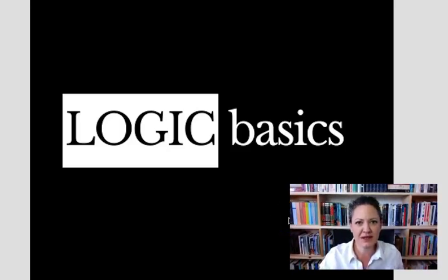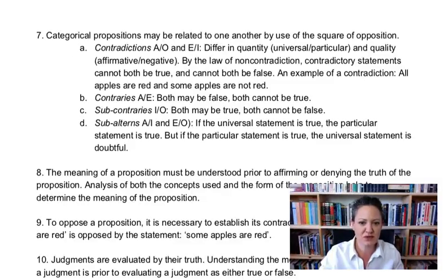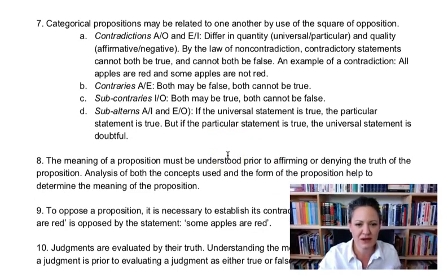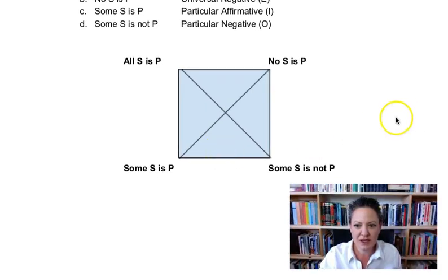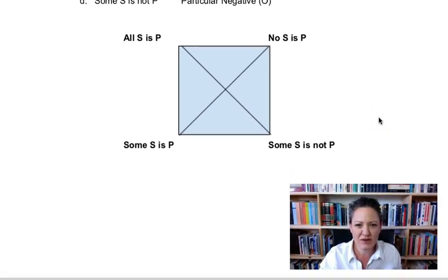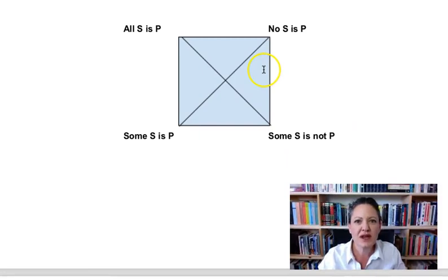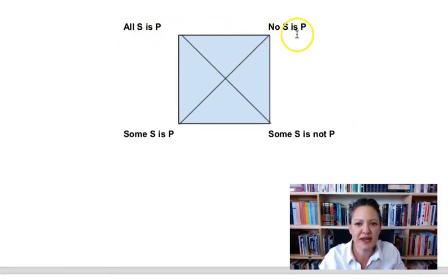We are in the middle of talking about judgments, particularly categorical propositions or categorical statements. We're going to go right into the handout here. In the last session, we went over the square of opposition. We saw where these judgments are placed.